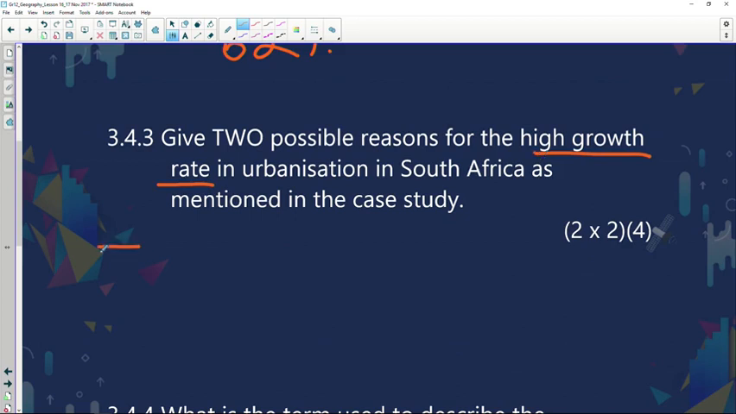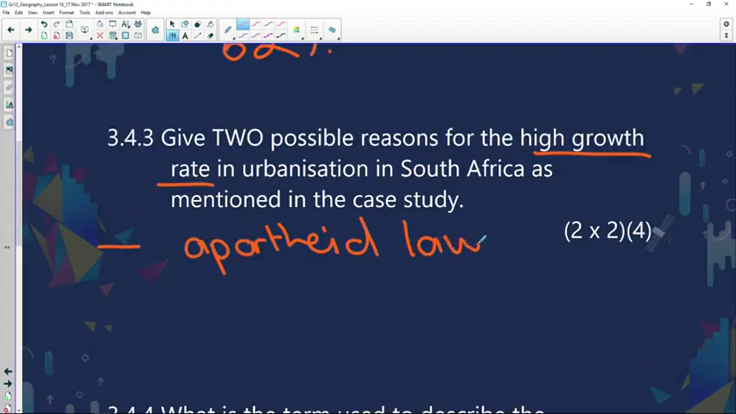Now, the first one was apartheid, the apartheid laws. Keep in mind, if you studied history in grade 9, we talked about the apartheid laws. Black people were not allowed to live in urban areas, the white urban areas. They had their homelands. So because of apartheid laws, after 1994, black people were allowed in the urban areas. So that's our first one, apartheid laws.